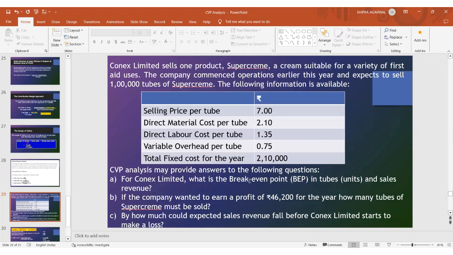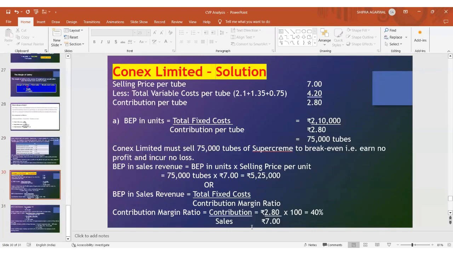The first part of the question is actually talking to you about the break-even point in units and in sales value. The second part of the question is talking about a target profit. And the third part of the question is talking about the margin of safety. I start with the initial calculation. See, in such questions, whenever CVP analysis is involved, you should always start with sales minus variable cost to calculate the contribution. Once you calculate the contribution, automatically things will be clear how to proceed with it.